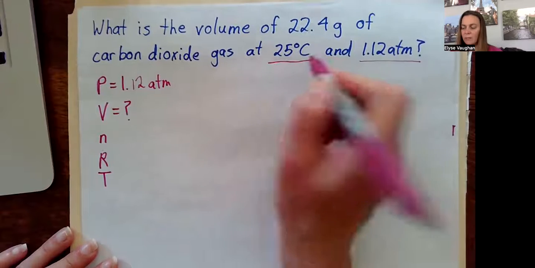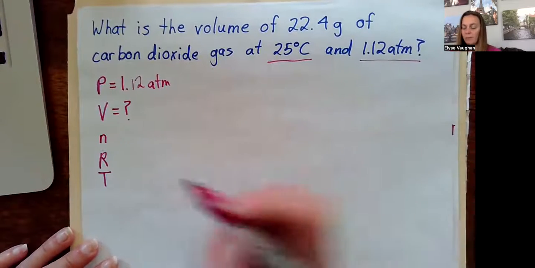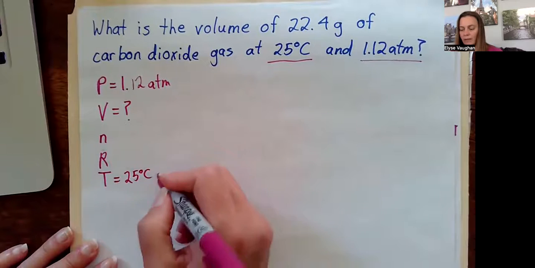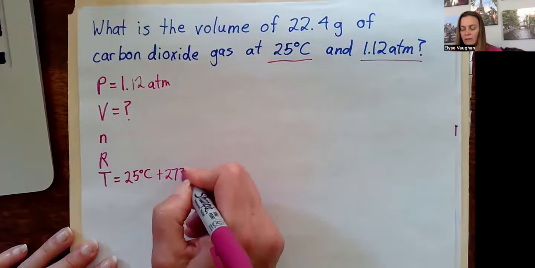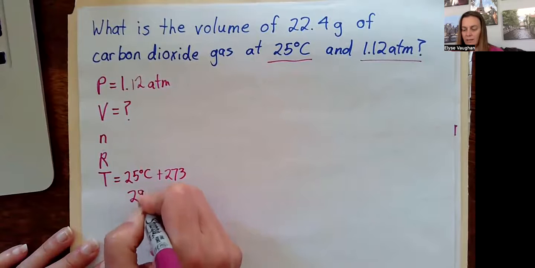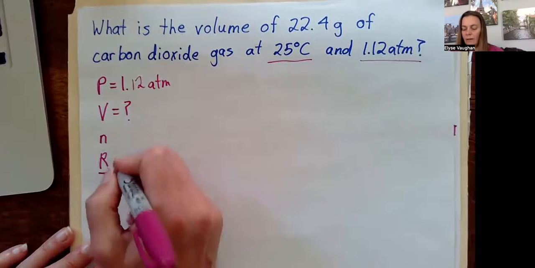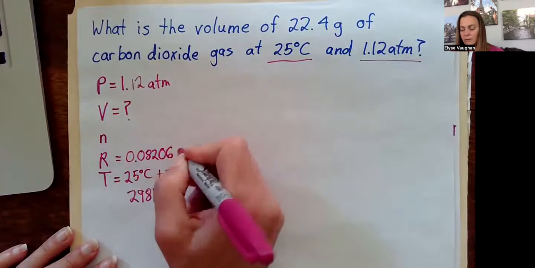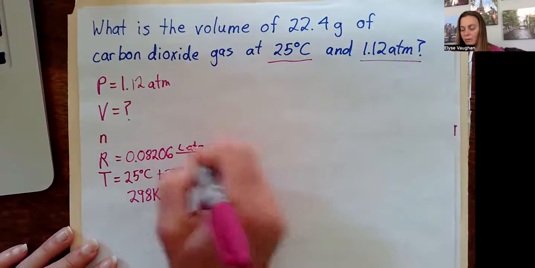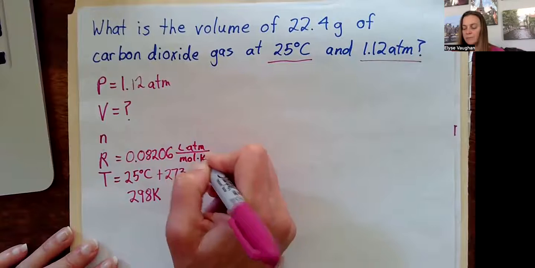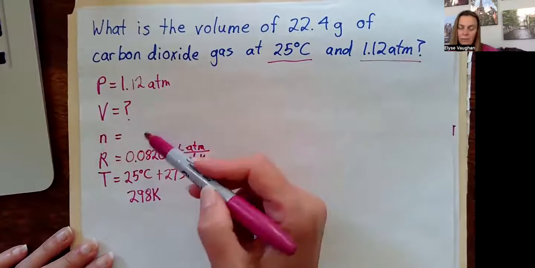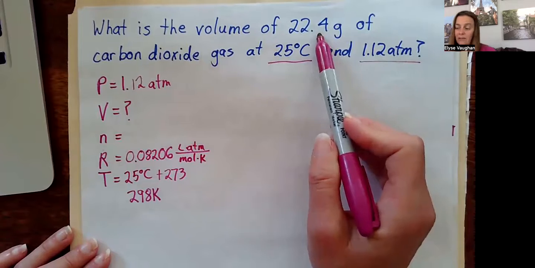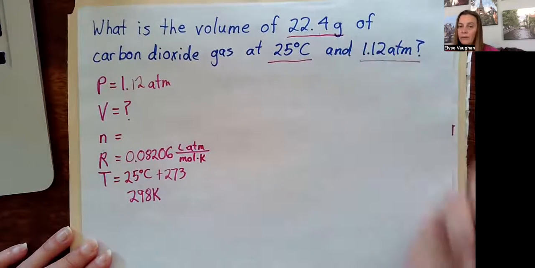It gives me a temperature, but it gives me temperature in Celsius. And remember, we have to always be in Kelvin. So we're going to take that 25 degrees Celsius and we're going to add 273 to get that this is 298 Kelvin. And R we have 0.08206 liter atmospheres per mole Kelvin. So I obviously need N if I'm going to solve for V, but I'm not given moles. I am given mass.